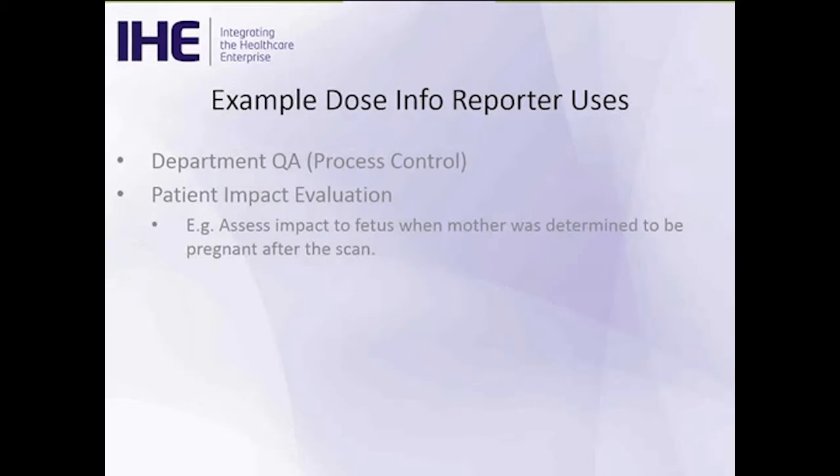So as I said, information helps with department quality control, process control, and then you can add into the amount of activity an organ dose, so you can estimate impact to the patients and to the fetus here, determine.